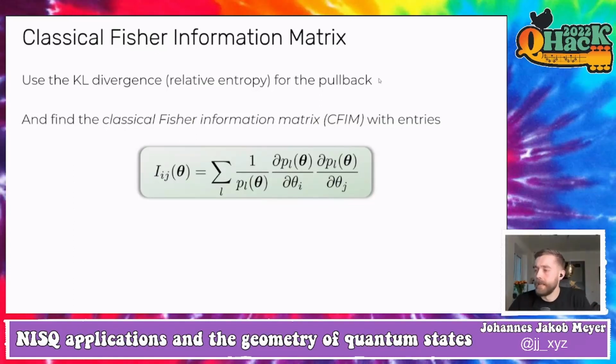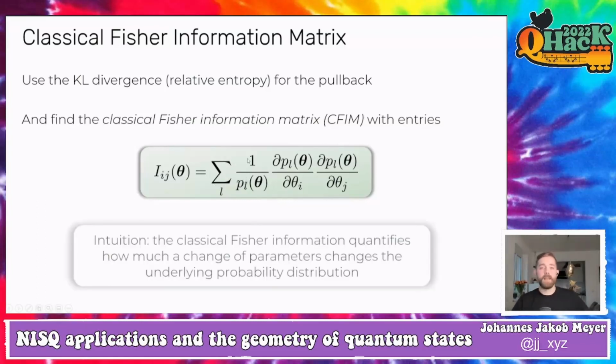And we see here that we get an object that quantifies how much the output probabilities, where p_l is the probability of observing the l-th outcome, change under the parameters theta_i and theta_j, and we weigh it inversely by the probabilities of seeing those outcomes. And just to get the intuition again, this classical Fisher information quantifies how much a change of those parameters theta changes the underlying probability distribution that we measure at the end of our quantum experiment.